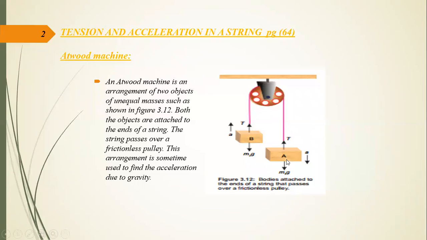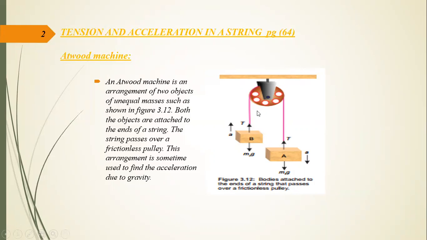So block A and block B have different masses. Block A has mass M1 and block B has mass M2. Here we can say that both of the objects are attached to the ends of a string. The string passes over a frictionless pulley, and this arrangement is sometimes used to find the acceleration due to gravity, which is represented by small g.